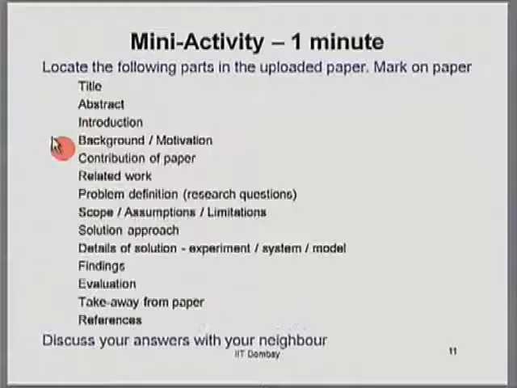We will not spend too much time here, just 2 or 3 minutes for you to identify these particular segments. At this stage, you are not required to critically comment on them, but go through the paper very quickly, which you would have already read, in the context of these titles that you see here. Find out where the title is, where the abstract is, where the introduction is, where the background and motivation is, where the contribution of the paper is, where the related work is defined, where the problem definition is, and so on. Just identify them by circling those paragraphs or writing in the margin about which portion corresponds to which. And once you do that, please share it with your neighbor.